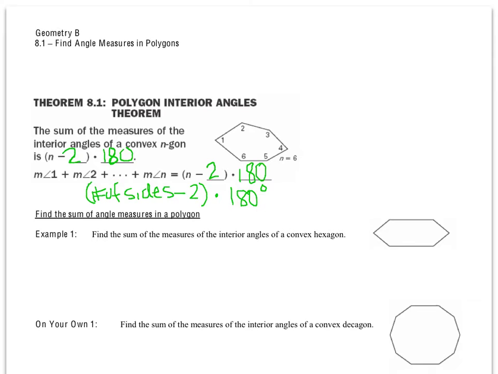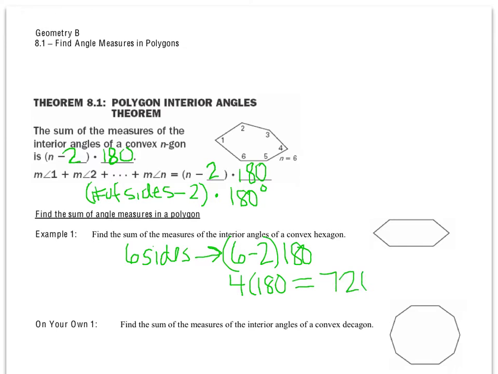It says find the sum of the measures of the interior angles of the convex hexagon. So we have a shape with 1, 2, 3, 4, 5, 6 sides. That's what a hexagon means. So since it has 6 sides, that tells me I'm going to do 6 minus 2. I'm going to multiply that by 180. So that is 4 times 180.